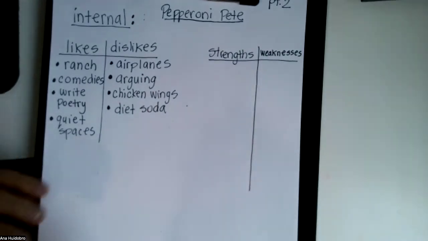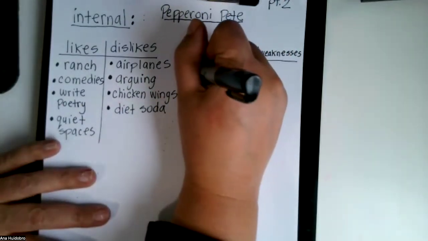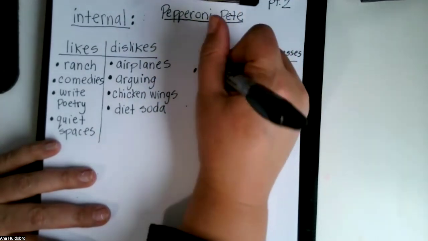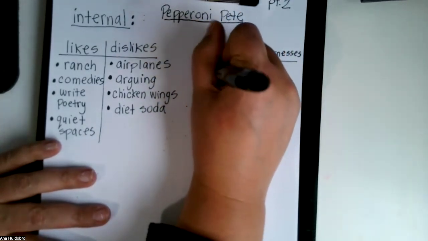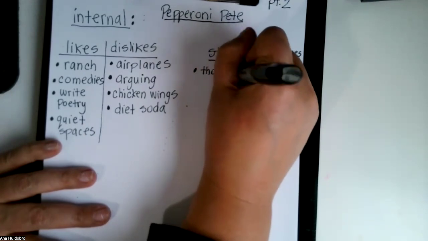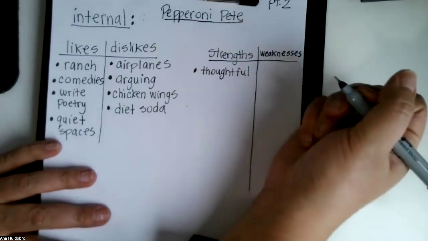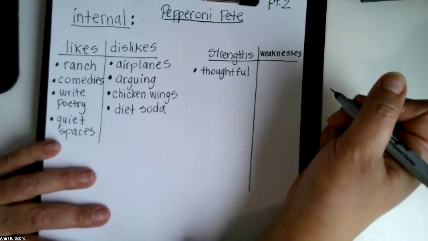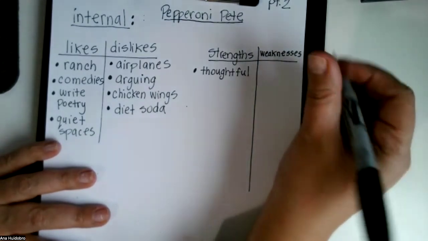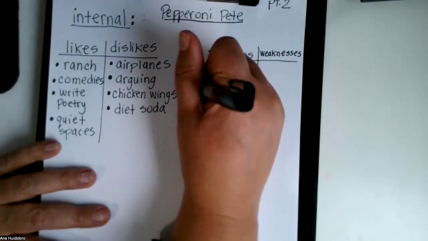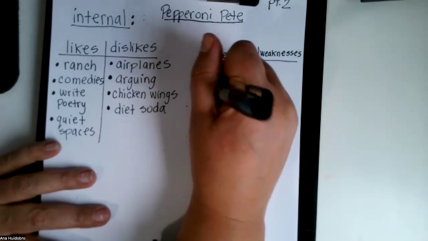So I'm going to go ahead and write a couple of strengths. I'm going to say my Pepperoni Pete is very thoughtful. He's very thoughtful of others. And this is also a good one: my character is very observant.